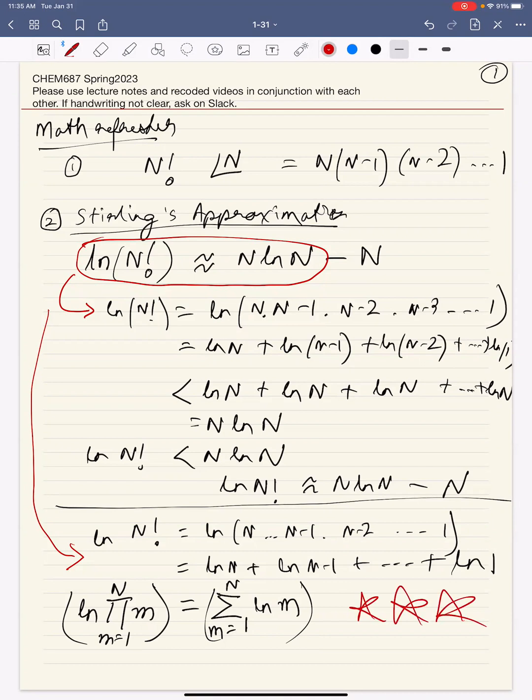This particular operation is going to show up on a weekly basis or a daily basis. ln of a product being replaced by a sum of ln. This is a simple property of the log, right? Log of ab is equal to log of a plus log of b. That's what we are using over here.